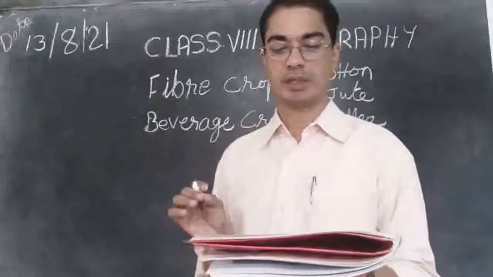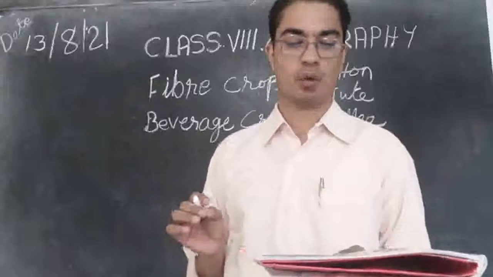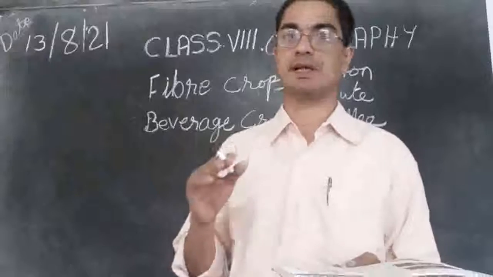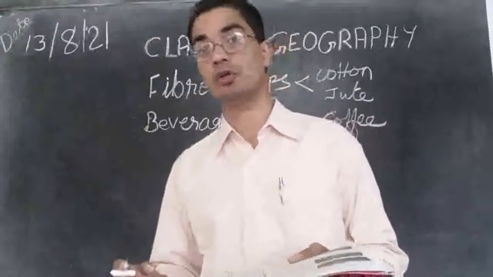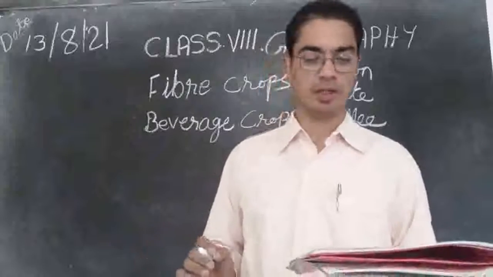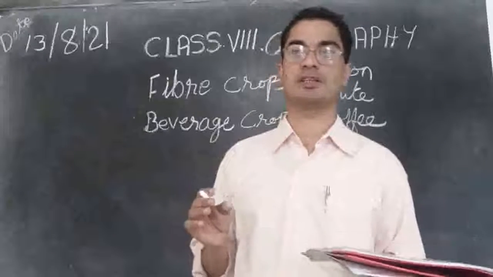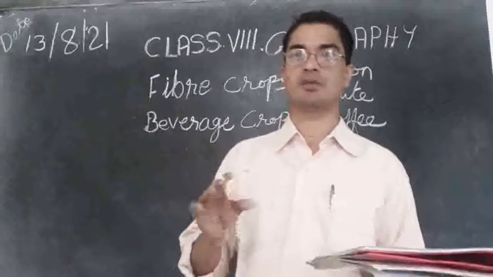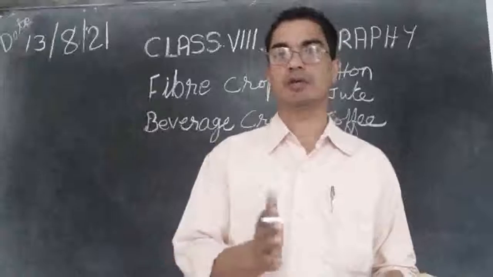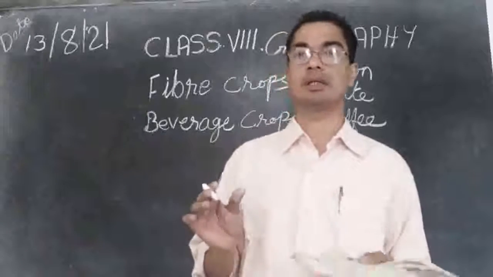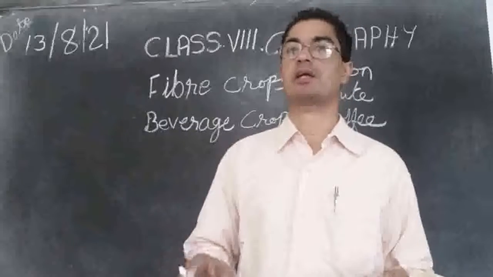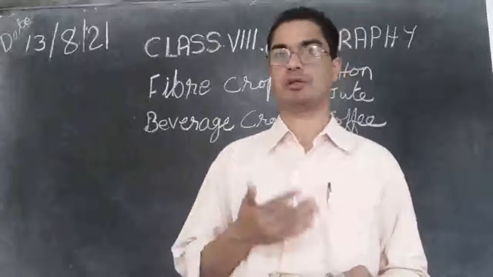It needs a warm and wet climate. That means there should be good sunshine, and at the same time there should also be a lot of rain. So warm and wet, that is one thing. Then the soil that it needs is well-drained soil. That means water should not remain stagnant there. There should be good rain, but it should be drained out.